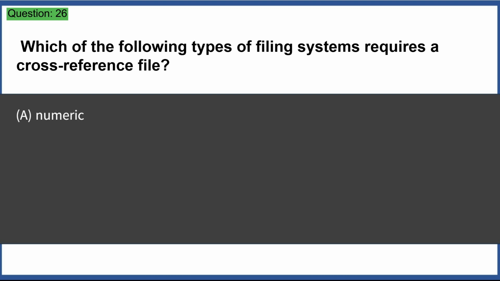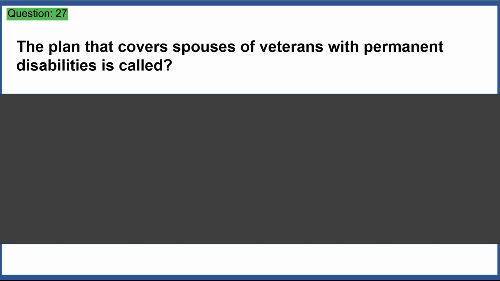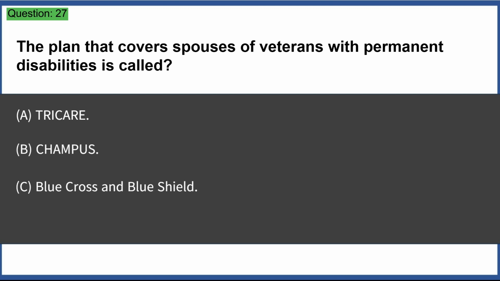A. Numeric. B. Alphabetic. C. Subject. D. Geographic. Answer: A. Numeric. The plan that covers spouses of veterans with permanent disabilities is called A. TRICARE. B. CHAMPUS. C. Blue Cross and Blue Shield. D. CHAMPVA. Answer: D. CHAMPVA.